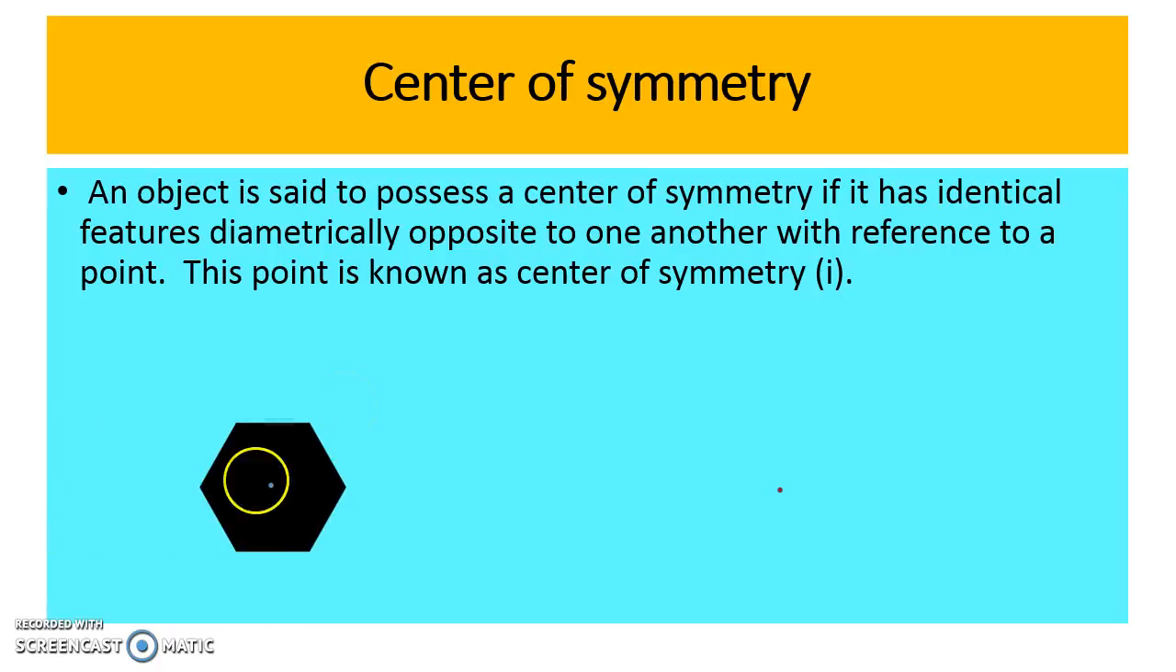In the case of a hexagon, the center point, as has been shown here, is the center of symmetry, and these points which are identical, which are at equidistance with respect to the center point, are diametrically opposite to one another. So likewise, we can also have the other points that define the central point as the center of symmetry for hexagon. Similarly, in the case of octagon also, we have the center of symmetry.